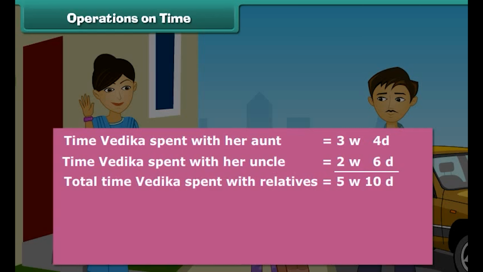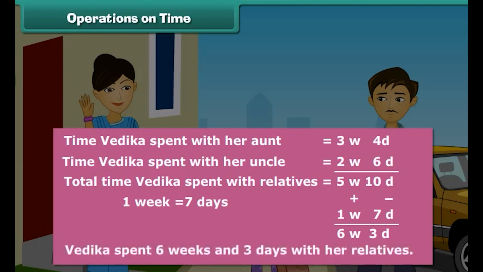Total time Vedika spent with relatives is 5 weeks, 10 days. We know that 1 week is equal to 7 days. So we subtract 7 from 10 days and add 1 to 5 weeks. Therefore, Vedika spent 6 weeks and 3 days with her relatives.